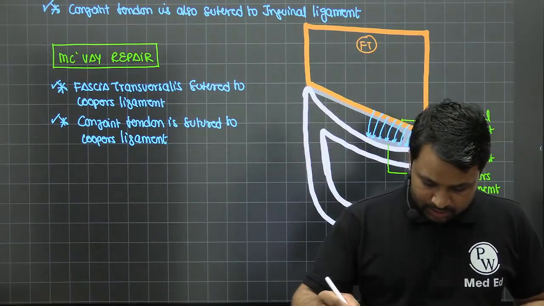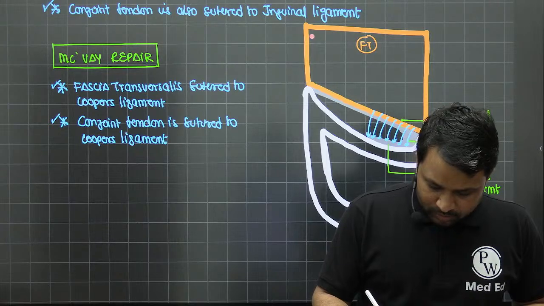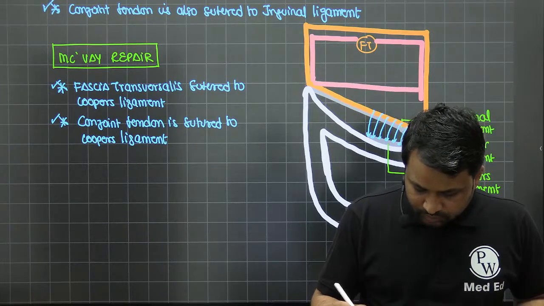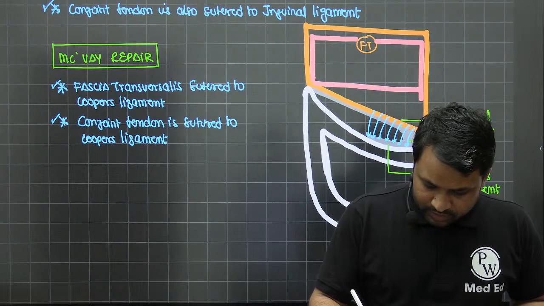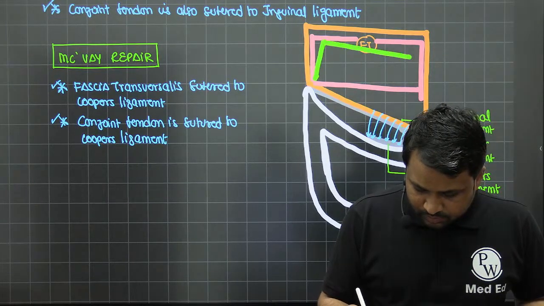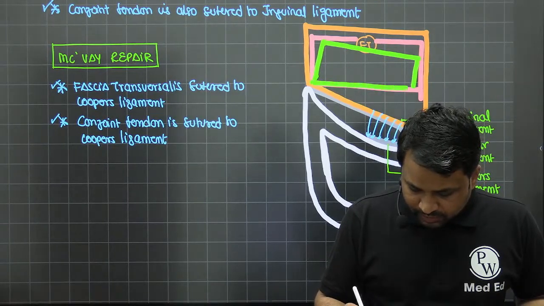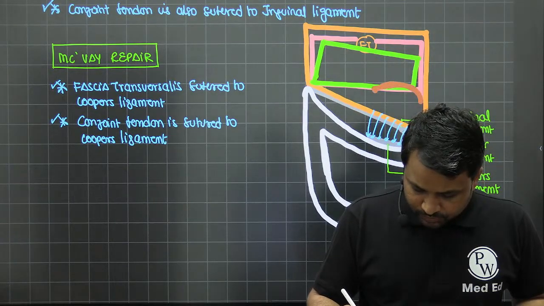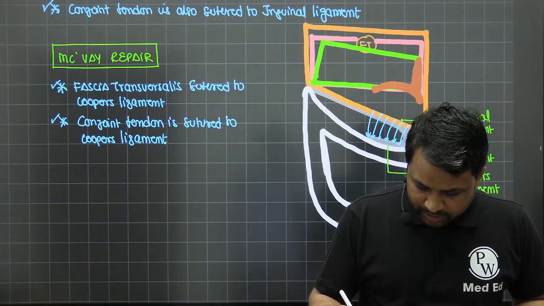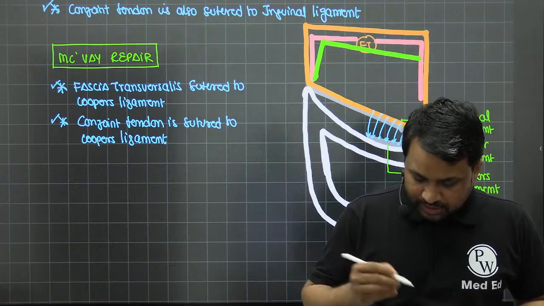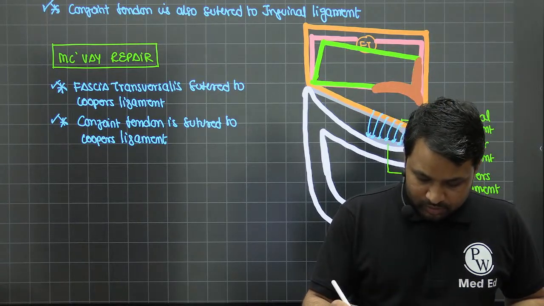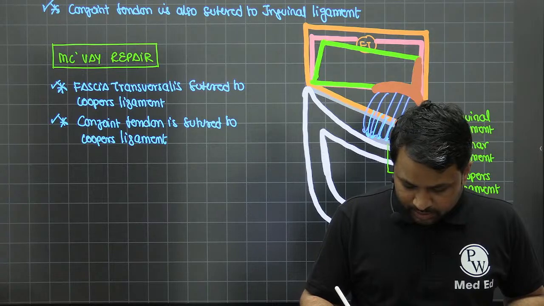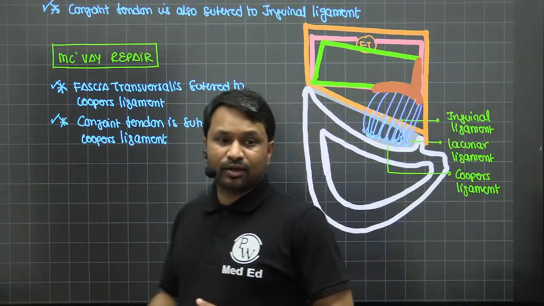At the same time, the conjoint tendon is formed by the transversus abdominis and the internal oblique, which together form the conjoint tendon.